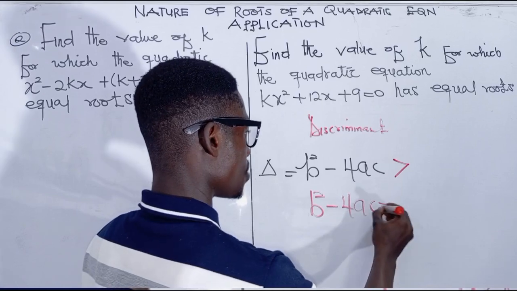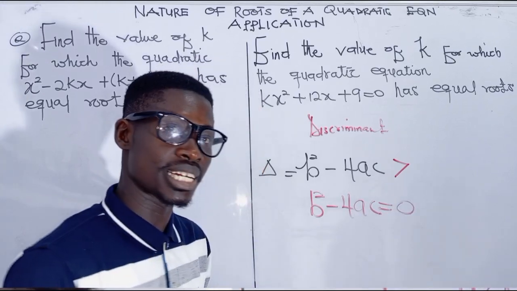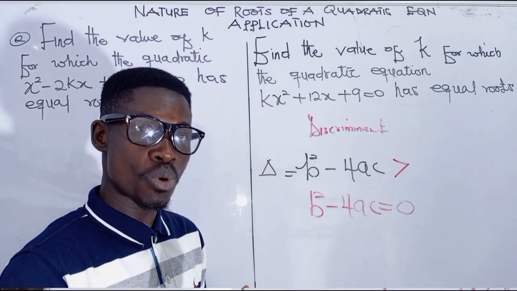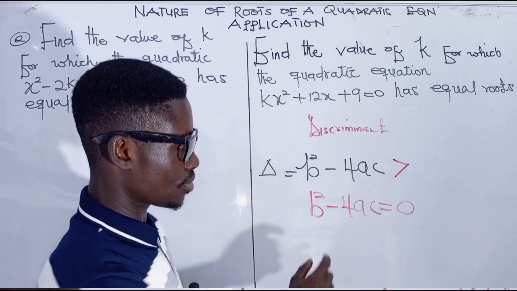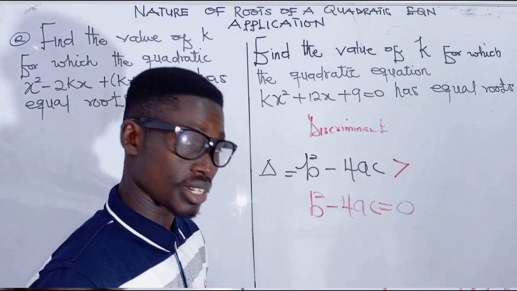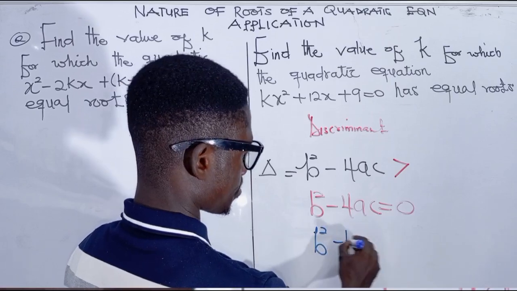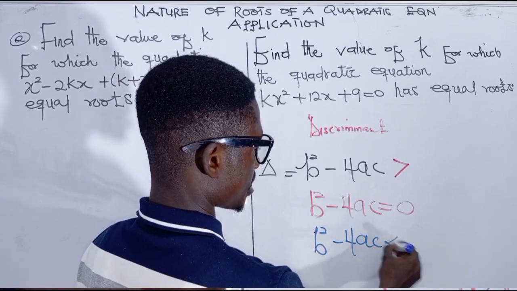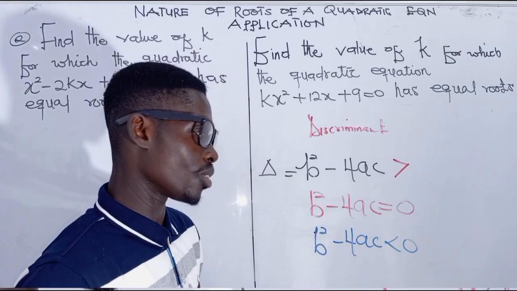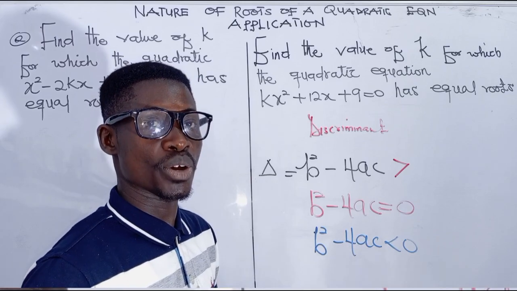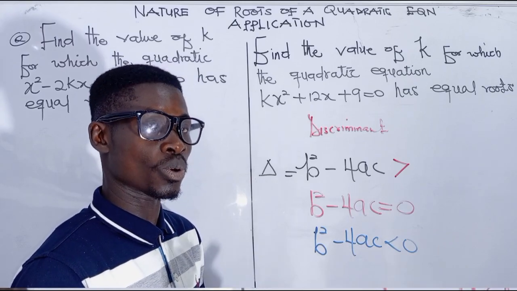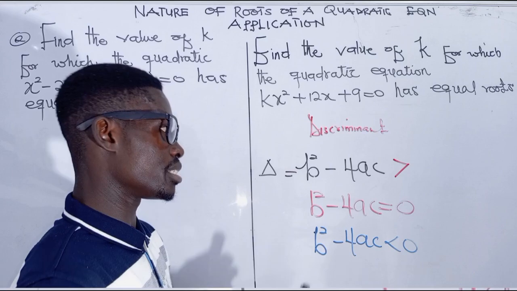When the discriminant is equal to 0, then we are going to get real and equal or repeated roots. That is when the discriminant is equal to 0. Now, when the discriminant is less than 0, or when the discriminant is negative, we are going to get a complex root or imaginary root. Let me repeat it again.